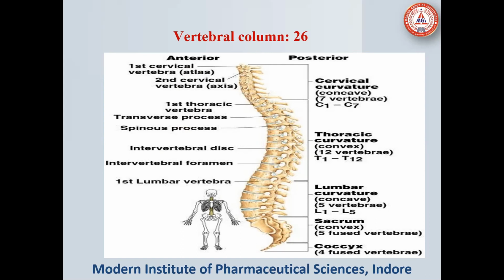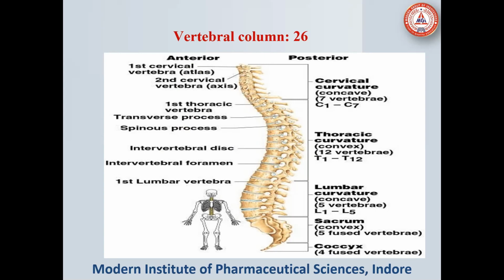The vertebral column is divided into different regions. The first 7 vertebrae in the neck are known as the cervical spine or cervical curvature. The next 12 vertebrae are the thoracic spine or thoracic curvature. The next 5 are the lumbar spine or lumbar curvature, the lowest vertebra of which articulates with the sacrum.